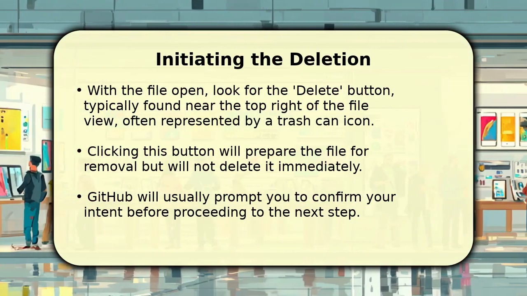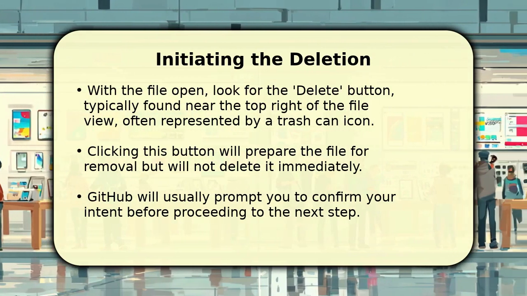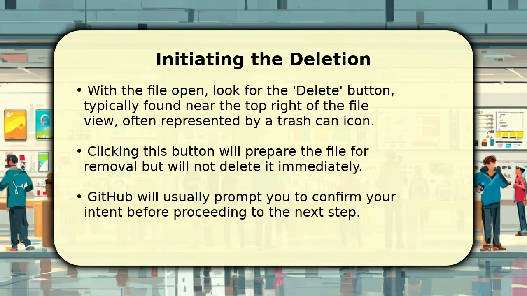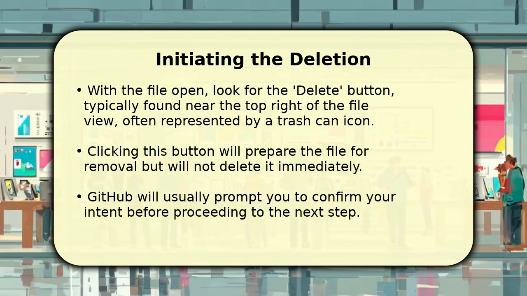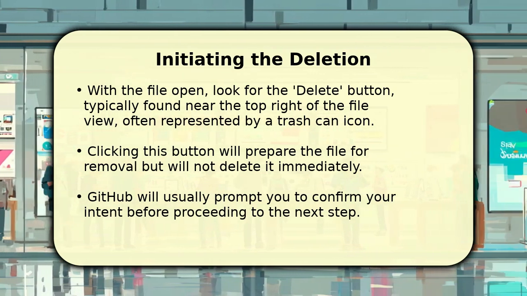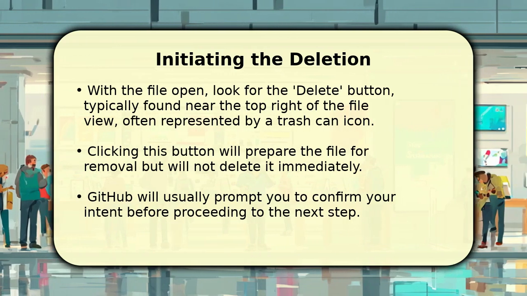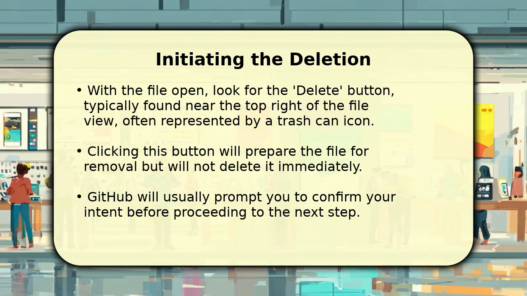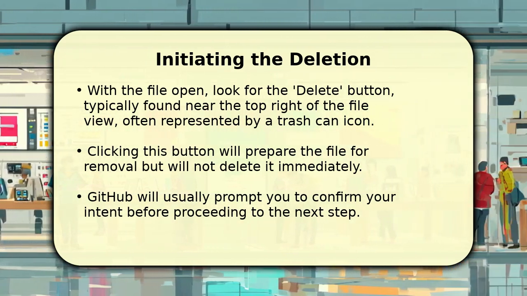With the target file now open in your browser, locate the Delete button. This crucial button is usually positioned in the top right corner of the file viewing area, often appearing as a small trash can icon. Clicking this button initiates the deletion process, but rest assured, the file is not immediately gone. GitHub will typically prompt you to confirm your intent, ensuring you do not accidentally remove important work.